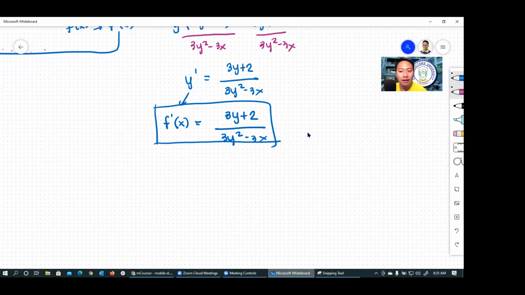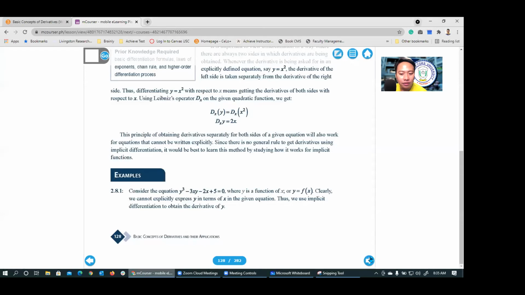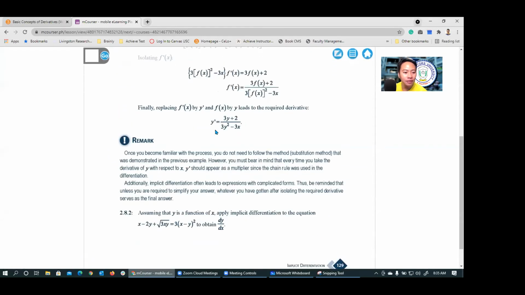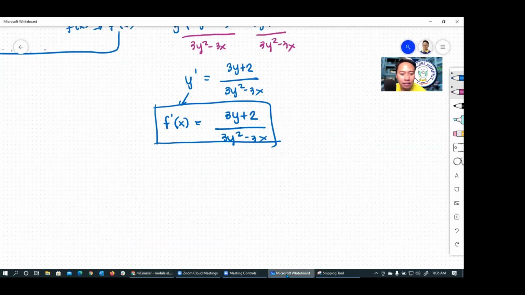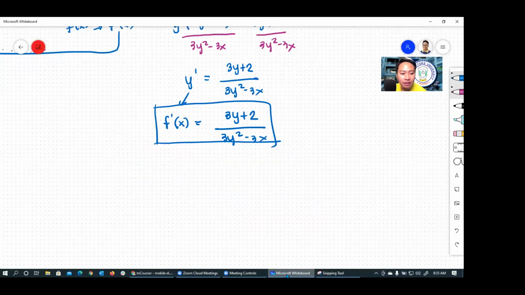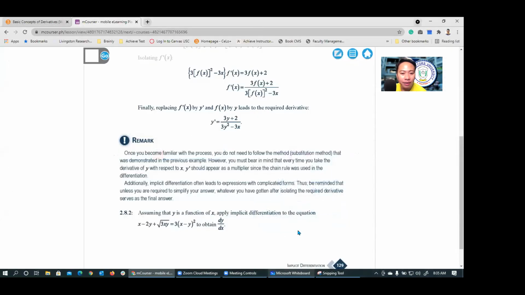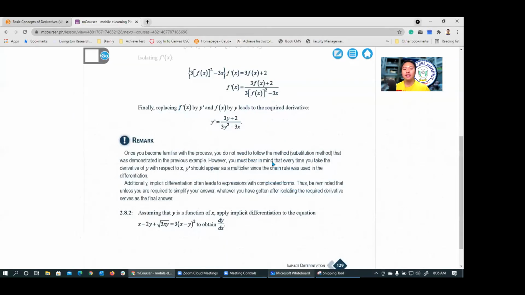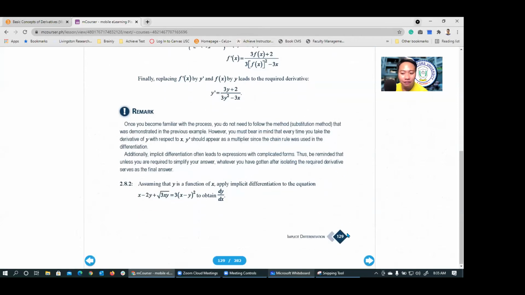Any question for that example? Let's take a look at the answer. Is it the same thing that we have earlier? 3y plus 2. Yes, they are the same, right? They are the same. 3y plus 2 over 3y squared minus 3x. Good. So that's how you do implicit differentiation for that example.